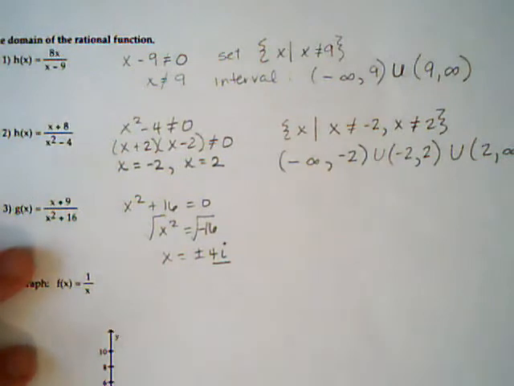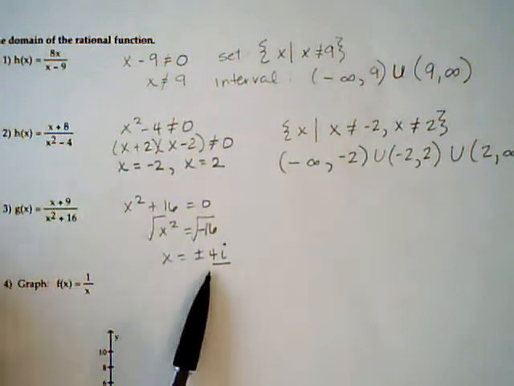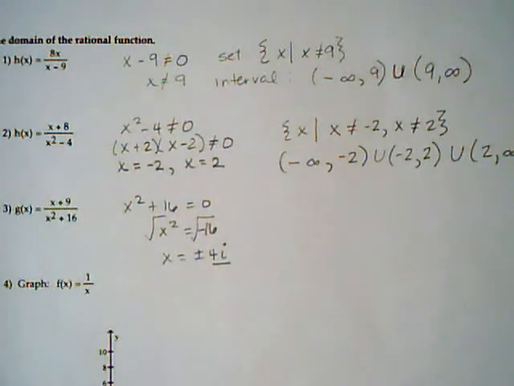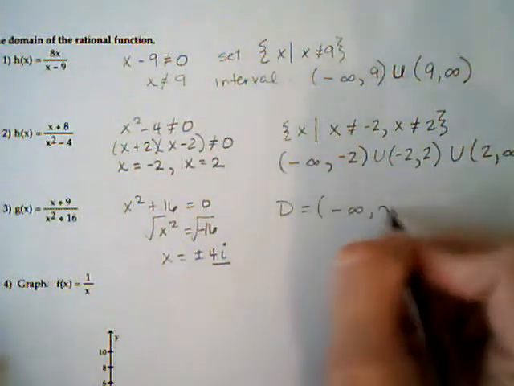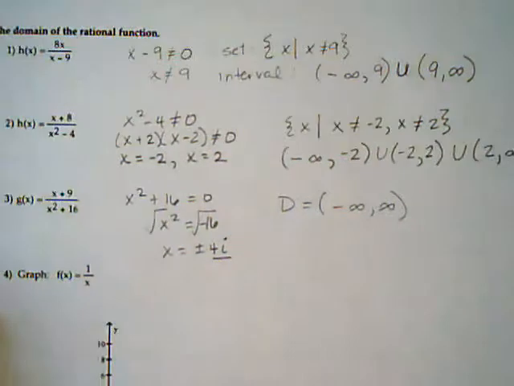Okay, and i is not a real number. So with our domain, we're only focusing on real numbers. What real numbers would make this be undefined? Because there is not a real number that would make your rational function undefined, we say that our domain is all real numbers, negative infinity to positive infinity.